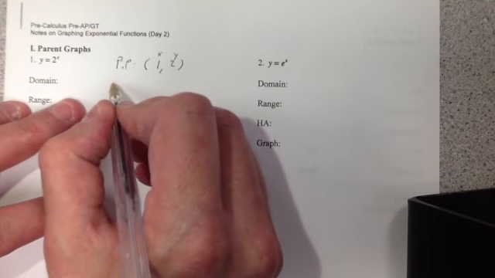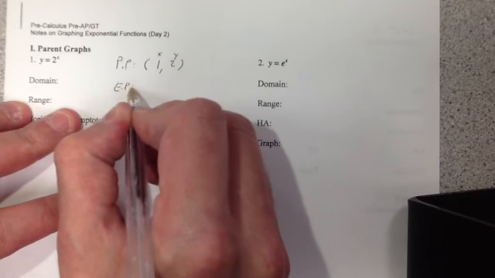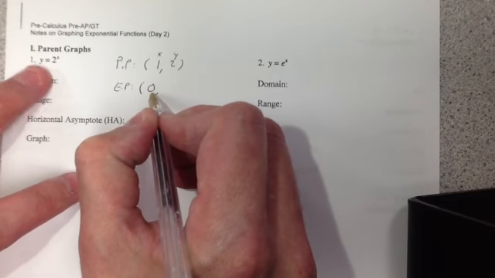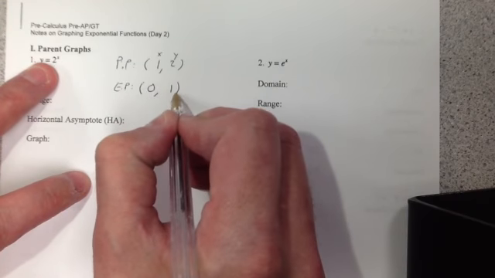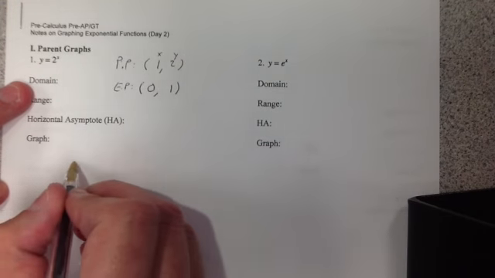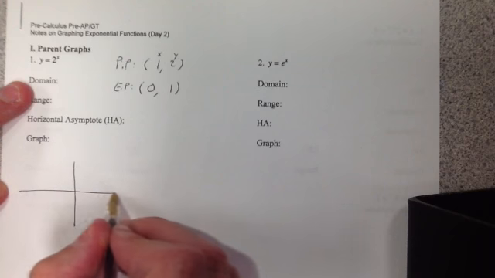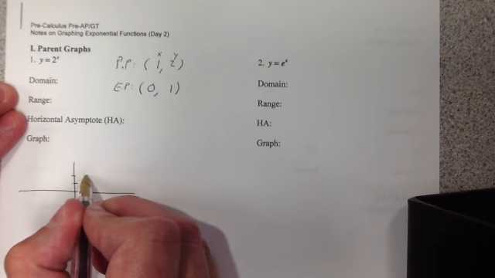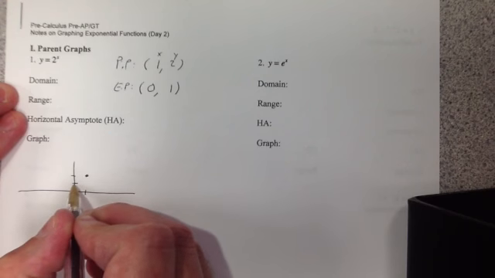And then we're going to do what's called an extra point. To get the extra point, we're going to let x be 0. And if I let x be 0, y becomes 1. So if I were to sketch this, I have 2 points. One, I have the point 1 up 2. And then I have (0, 1).